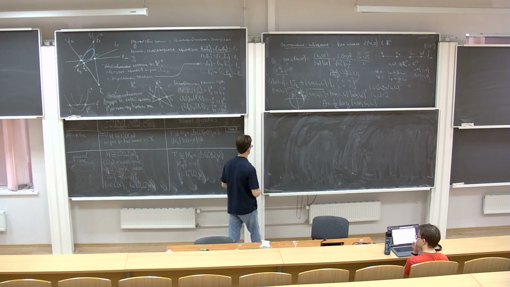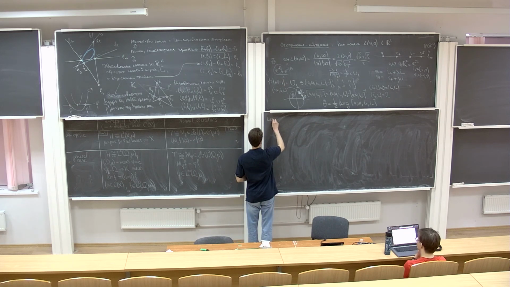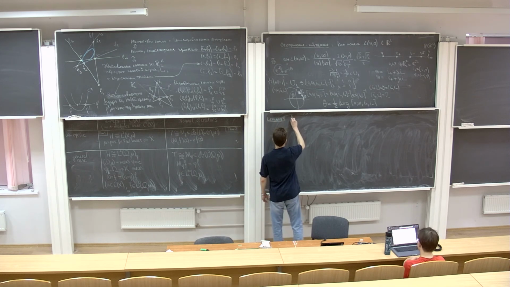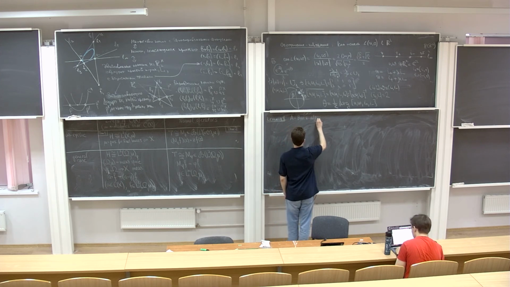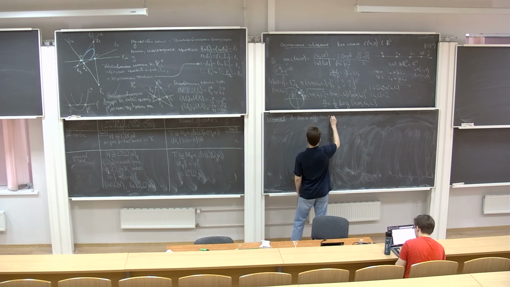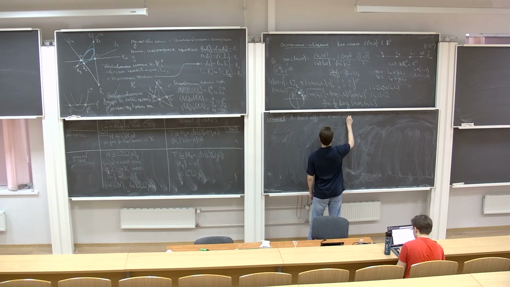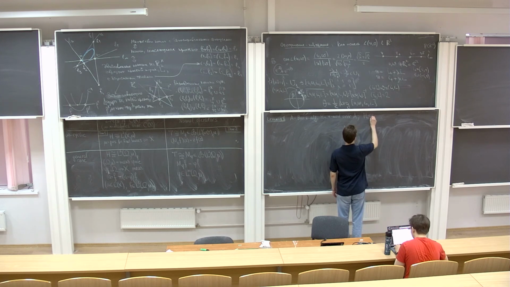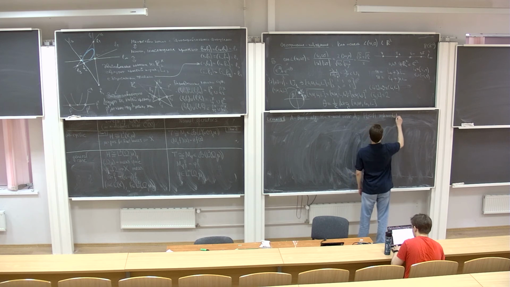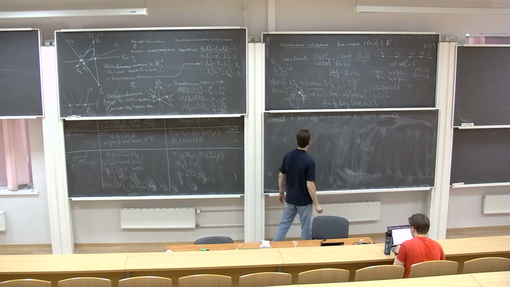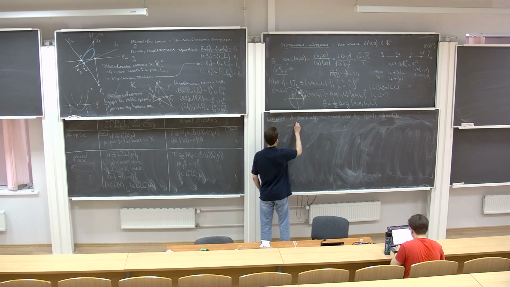Okay, so we start with the following simple lemma. Lemma 1. Suppose that A is a Banach star algebra and H is a star module over A. And suppose that H0 is a submodule of H. I claim that the orthogonal complement of H0 is also a submodule.